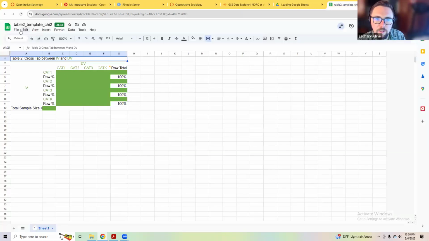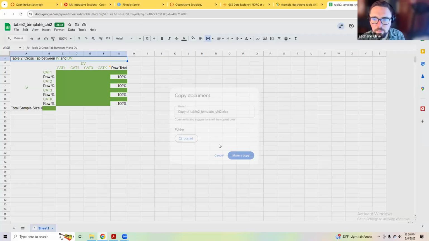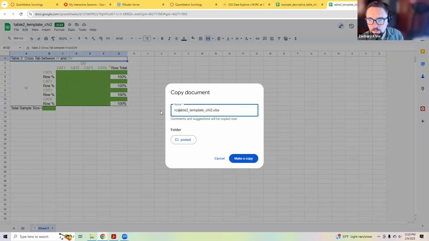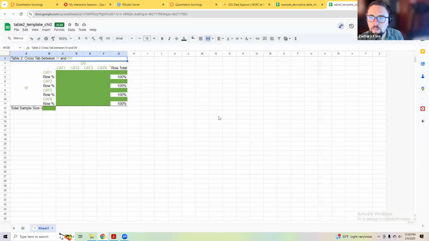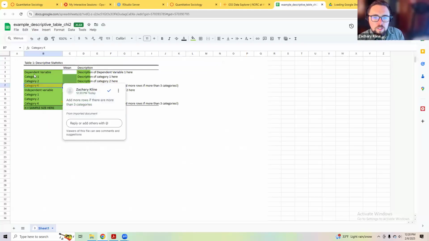I'll just make this one while I'm at it here. File, make a copy. Example table 2 squared. So there's instructions that are commented throughout here.